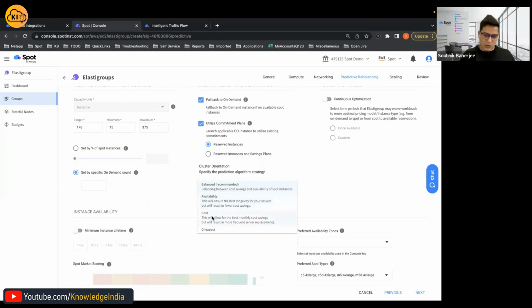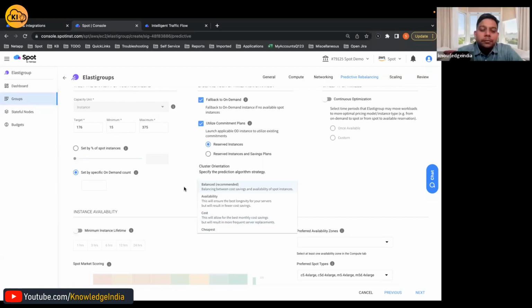It also has options like cost. What cost will do is continuously check if there are cheaper markets available to run your instances. Even if there is no interruption, it will move your application to a cheaper instance if it finds one. This is like over-optimizing for cost, as much as possible. So if you are very stringent, you can do this on your dev clusters or something. And there's also cheapest, which will not launch an instance if it is higher than a certain budget.